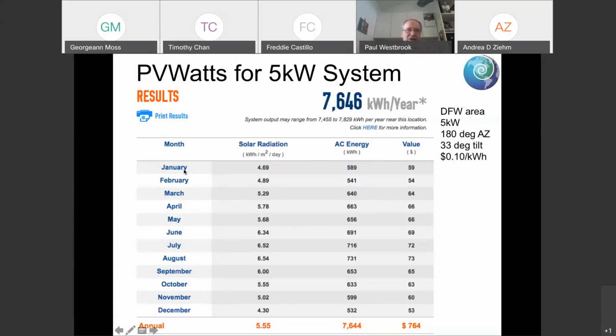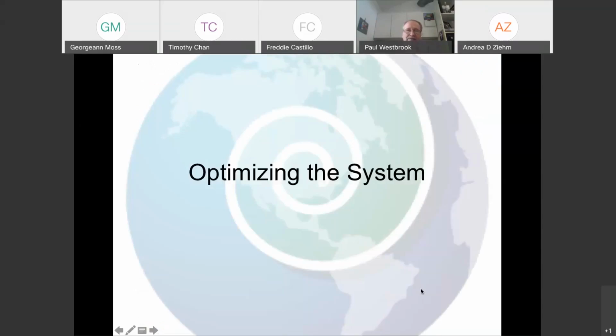So now it gives me the output of how much electrical energy, after it does the DC to AC conversion, I can expect each month with a system of that size. Based on my rate, here's the savings that I would get. You can see I'm producing 7,644 kilowatt hours. Well, look at the months. It's fairly low here in December, 532, and pretty high up here in August, 731, when we're very sunny. But this is a great tool, and it's free.